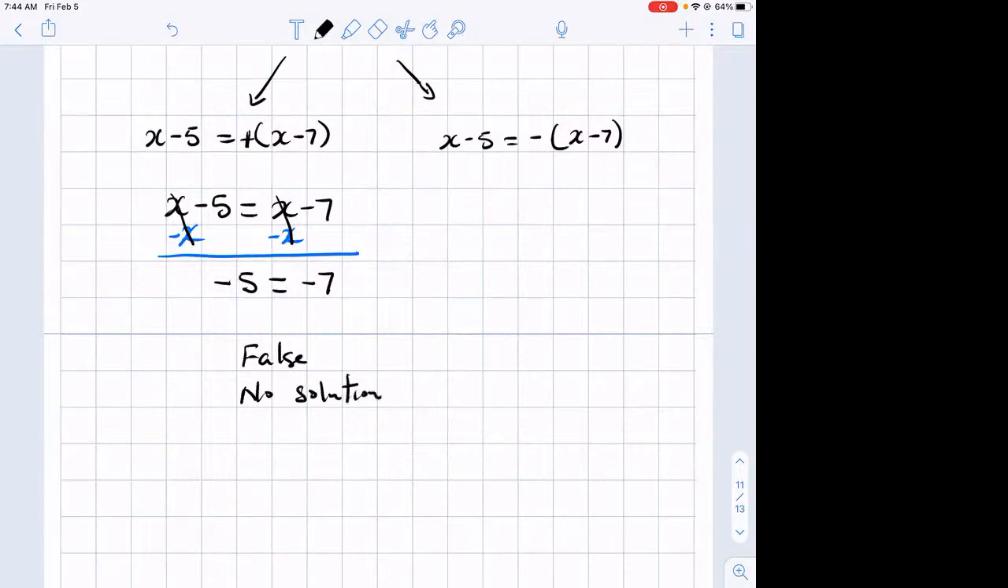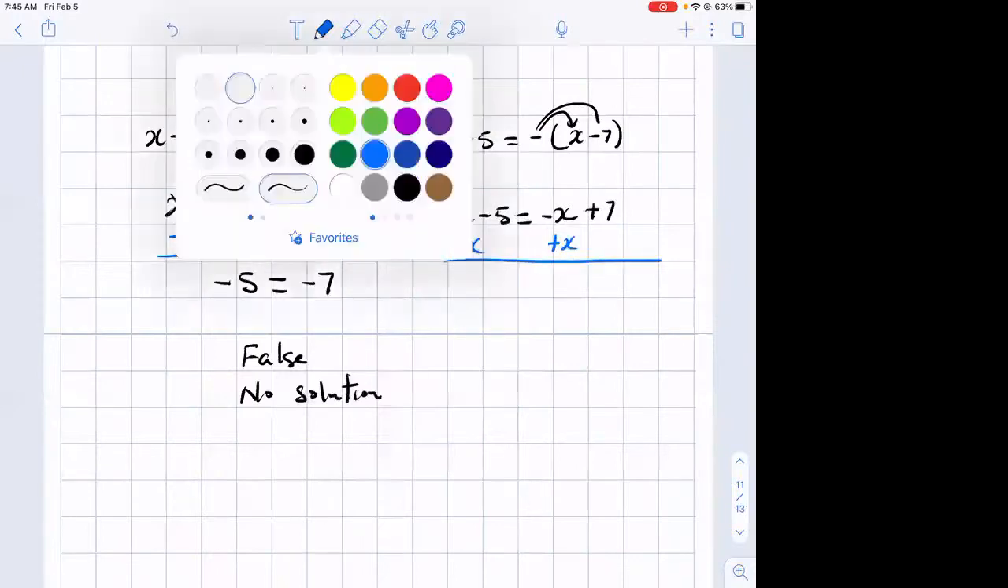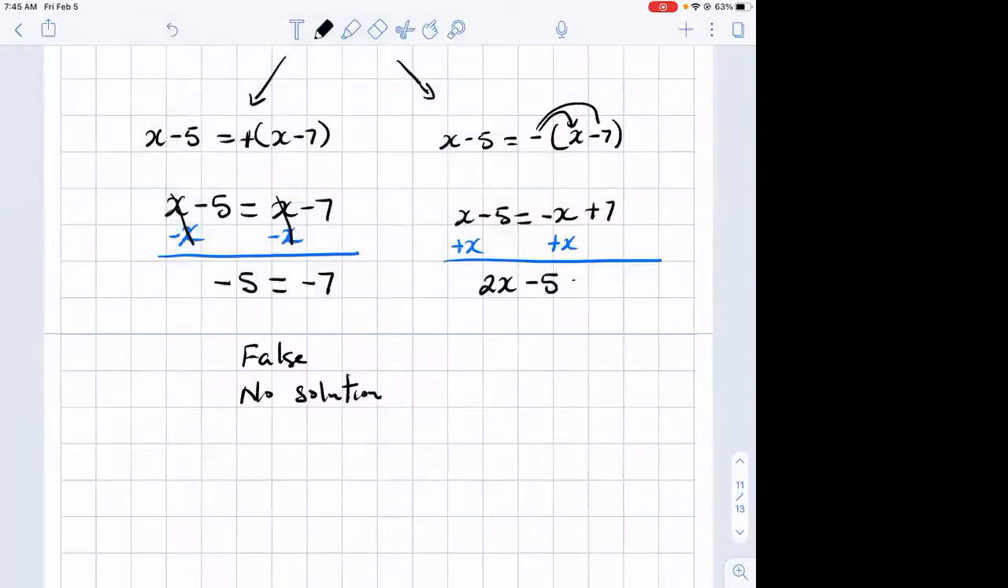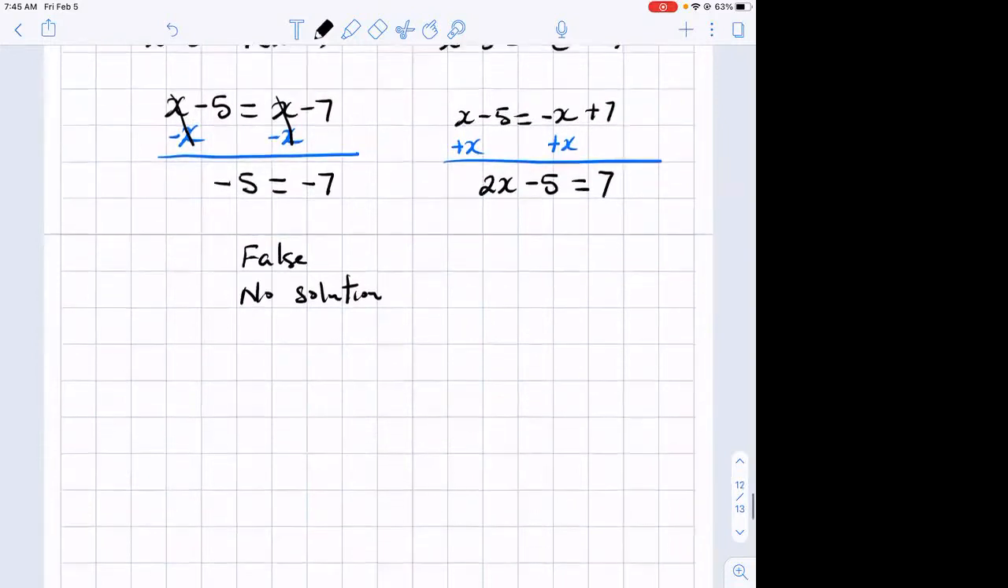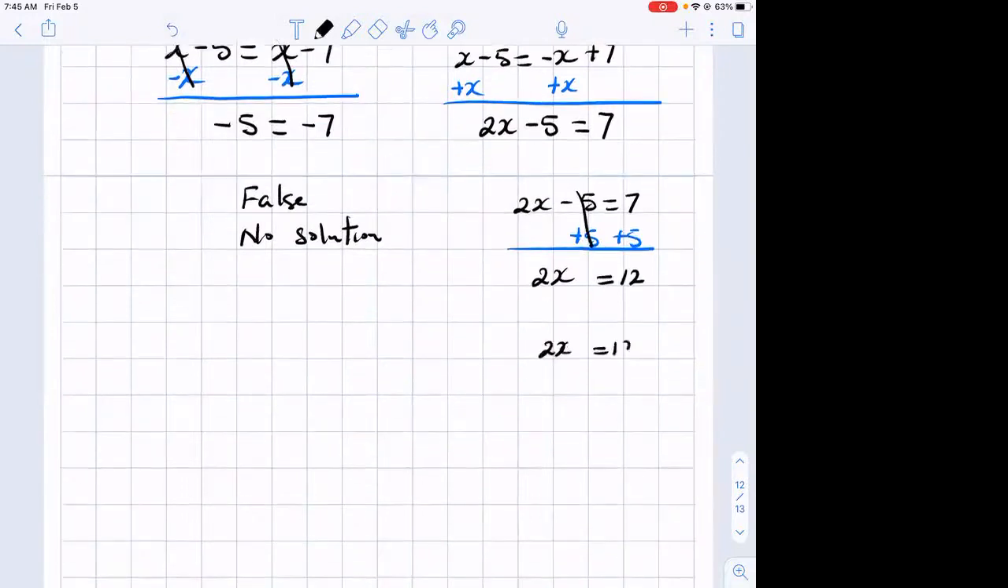Okay. Let's look at the other side and see what happens. So you don't even have to check anything in this part. If we distribute that negative, this becomes minus x plus 7. I always move my smaller variables, so I will add x to both sides. And this becomes 2x minus 5 is now equal to 7. I will add 5 to both sides. That leaves me with 2x, this becomes 0, is equal to 12. And then to get x by itself, I will divide both sides by 2.